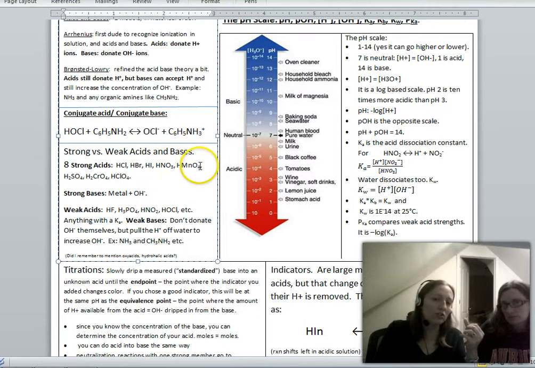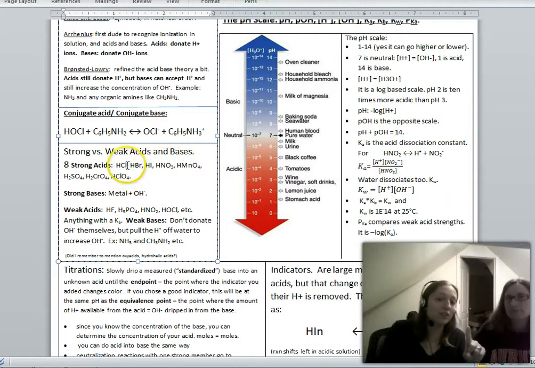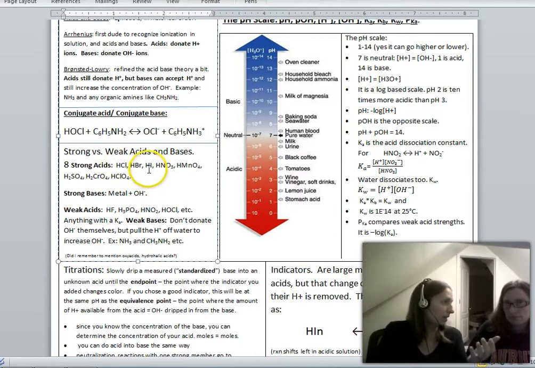So 3 oxygens, 4 oxygens, 4 oxygens, 4 oxygens, and 4 oxygens. You can see the highly oxygenated guys are strong in your oxyacids. And the same thing here. Chlorine, bromine, and iodine are also highly electronegative, so they're hogging those electrons, and so the hydrogens are like, we can leave. All right, so those are your 8 strong acids. You have to have those memorized.